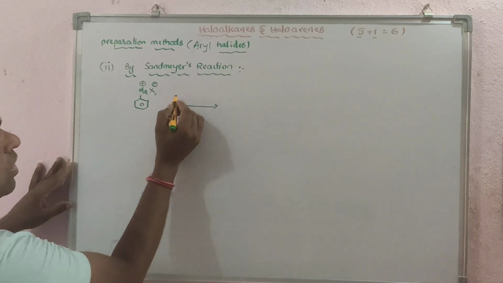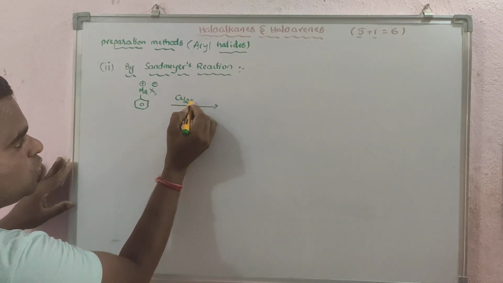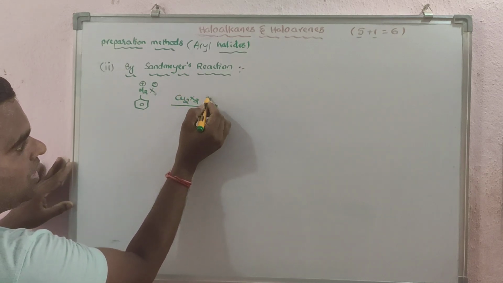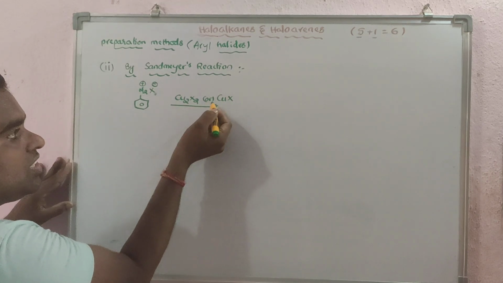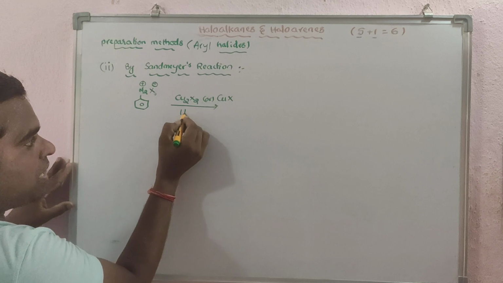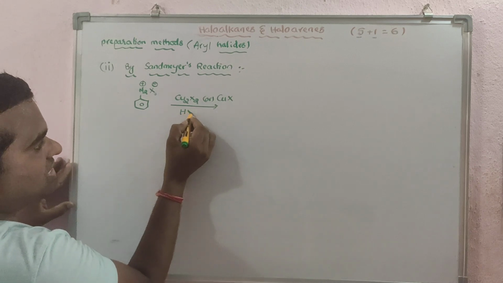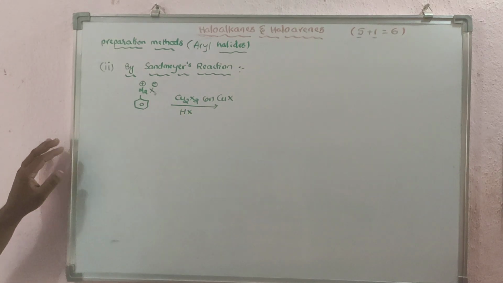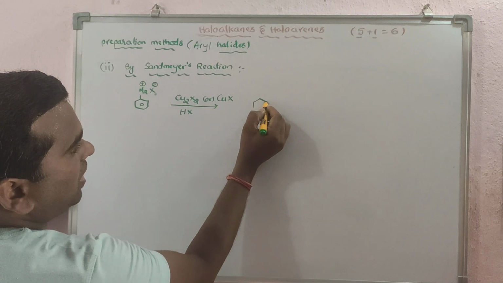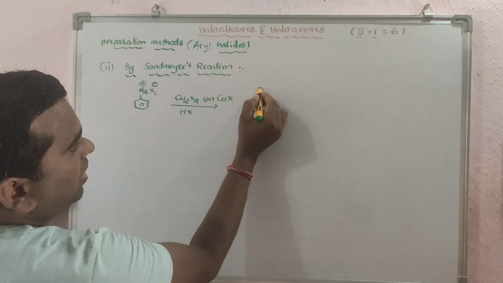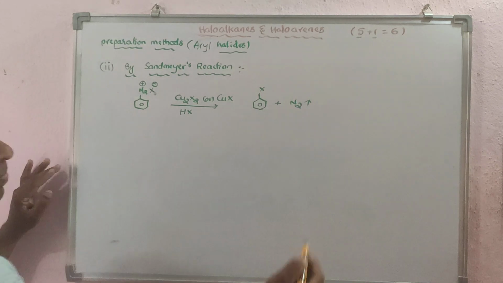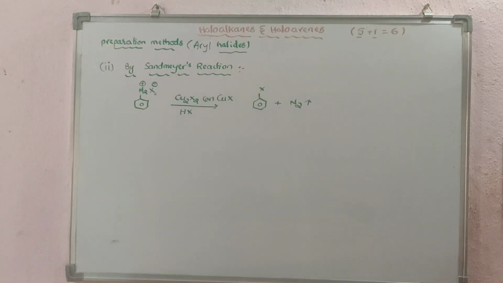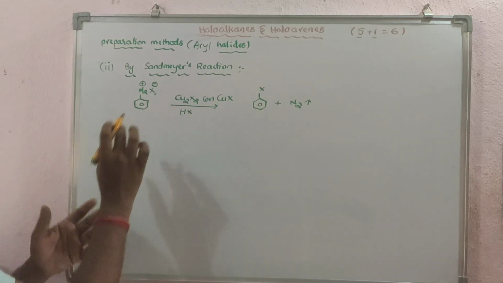cuprous halides, Cu2X2, or you can write here CuX, which is dissolved in the respective halogen acid HX, and produces aryl halides plus N2 gas, and this reaction we will call the Sandmeyer reaction.